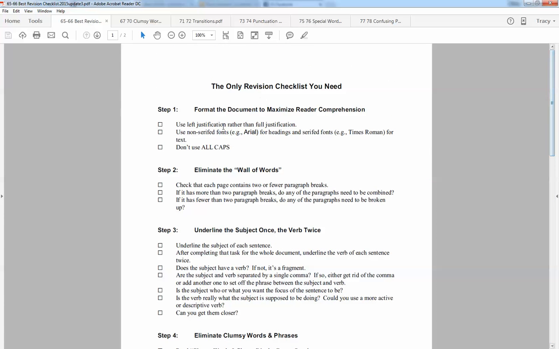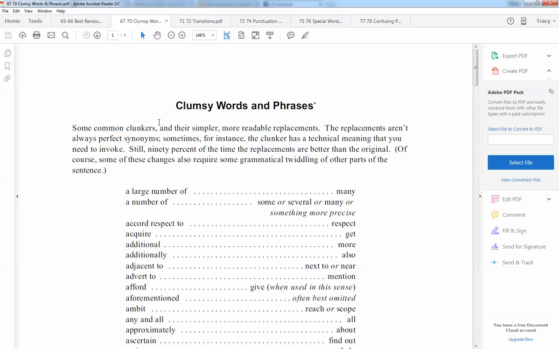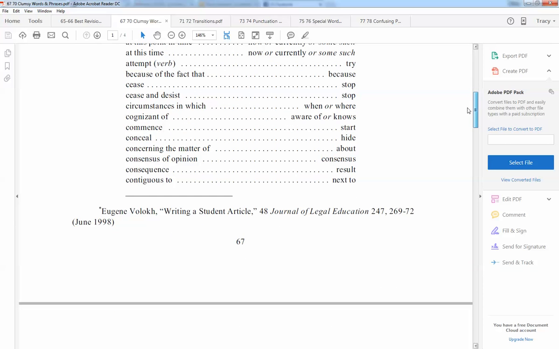In addition to this revision checklist, the documents that I'll use, the clumsy words and phrases, that's for step 3. Again, this is from a law review article by Eugene Volokh. You see here the citation, volume 48 of the Journal of Legal Education, page 247. The list appears on pages 269 to 72. And it's about writing a student article, but it applies to really any legal document.